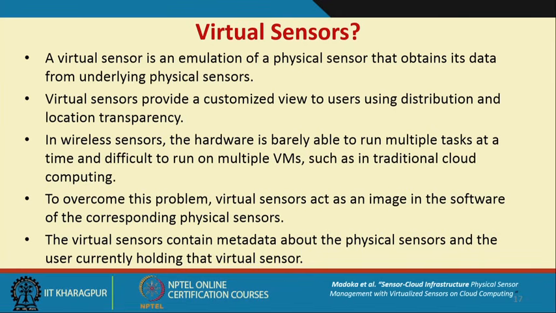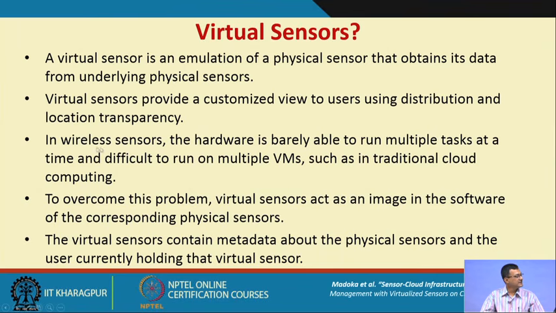So, we talk about virtual sensors. What is it? As we have seen, it is an emulation of the physical sensor that obtains its data from the underlying physical sensor, as with virtual machines. It is emulating the machines from the underlying physical machines, right. So, virtual sensors provide a customized view to the users using distribution and location transparencies, right.